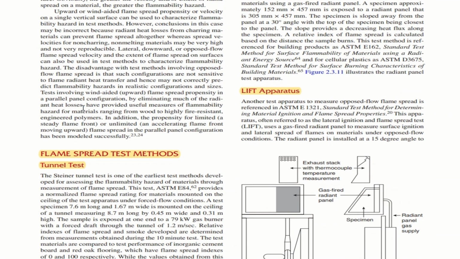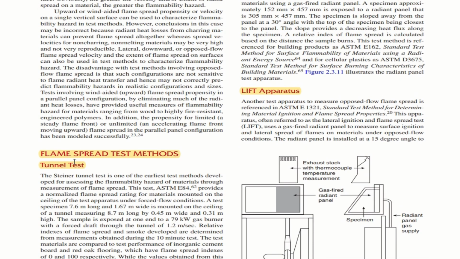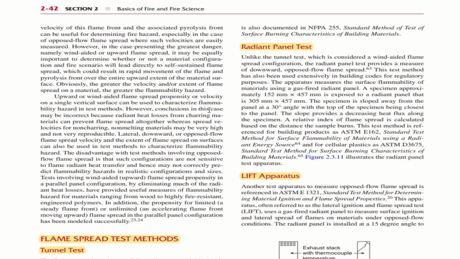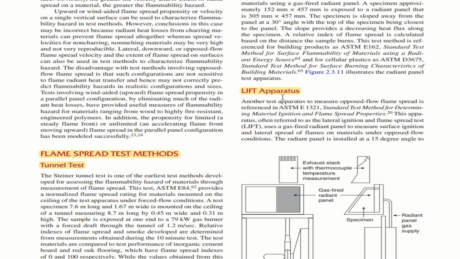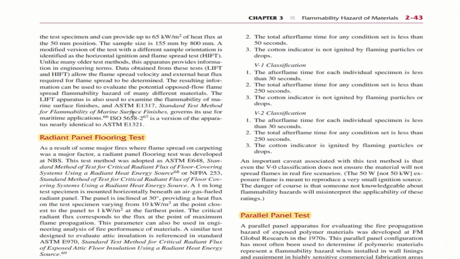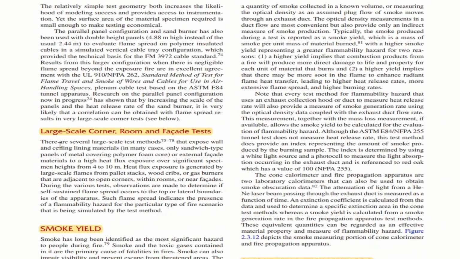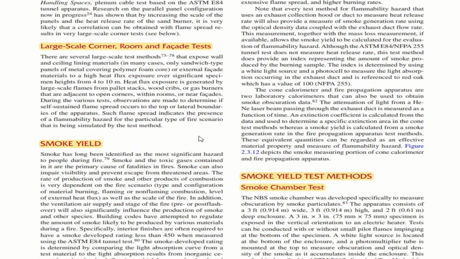Since the topic itself is related to flammability, we have various test methods here. Flame spread test methods like the tunnel test. The Steiner tunnel test is one of the earliest test methods developed for assessing the flammability hazard of materials through measurement of flame spread. I think you got the point now. So radiant panel test, LIFT apparatus are also various tests. Radiant panel flooring test, vertical burn test, parallel panel test, large scale corner room test.